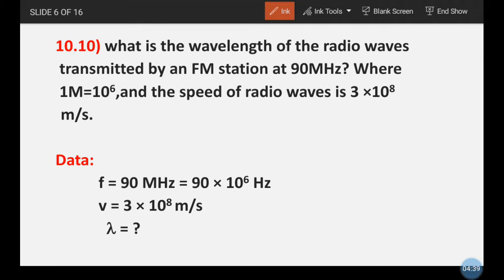Now let's solve numerical 10.10. What is the wavelength of the radio wave? We have to find the wavelength transmitted by an FM station at 90 megahertz. This is the frequency. So frequency is equal to 90 megahertz.